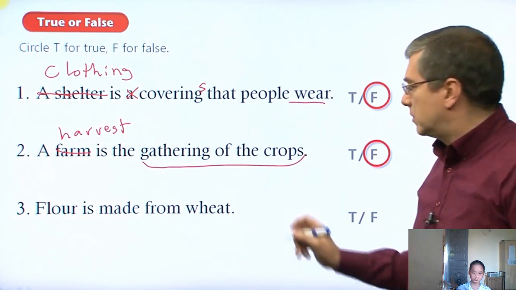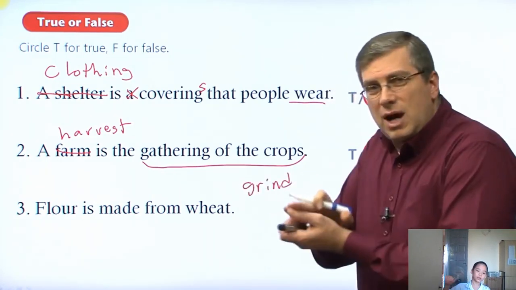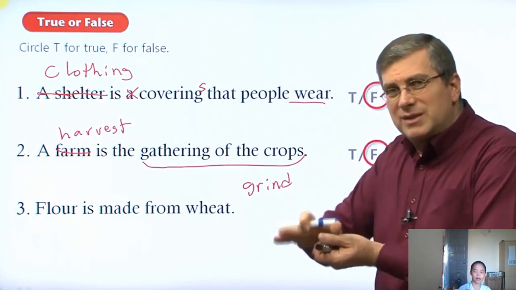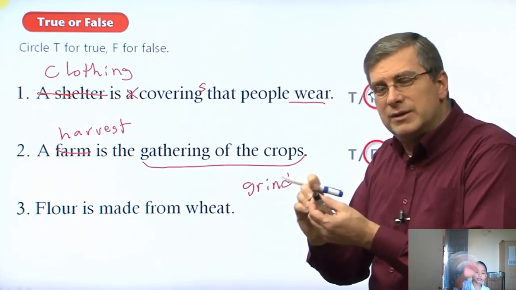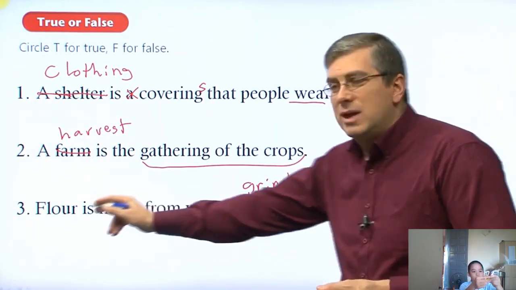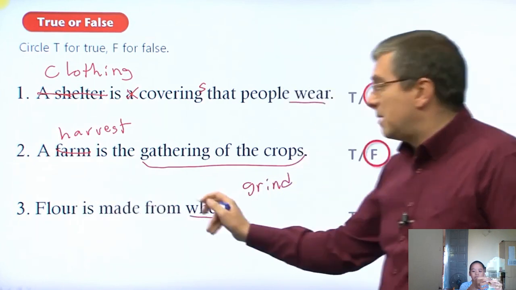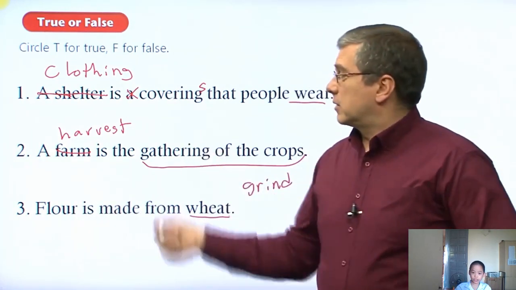Flour is made from wheat. Does that sound right? Yes. Well, we grind the wheat, so we will have the flour. That is true. So this sentence is true. So we need to circle T. Okay, that is our true or false question and vocabulary.